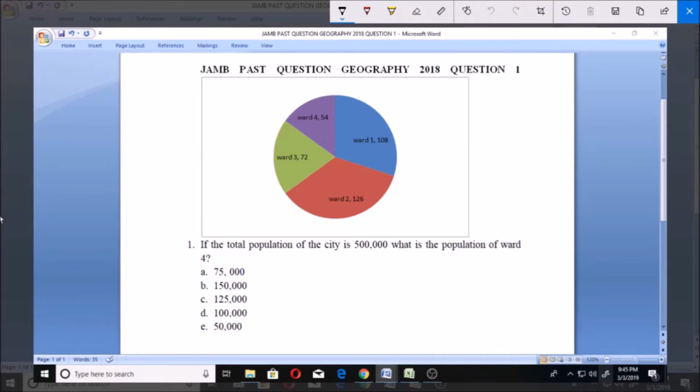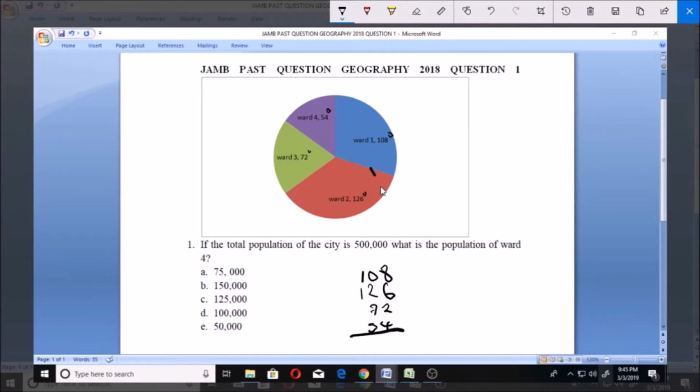So take note, these are in degrees. This is 54 degrees, 108 degrees, 72 degrees, and 126 degrees. Now, for us to be able to solve this, we need to know that the summation of the degrees should be 360. So for Ward 1 we have 108, Ward 2 we have 126, Ward 3 we have 72, Ward 4 we have 54. It's an important fact to know that the summation of the degrees is always 360.